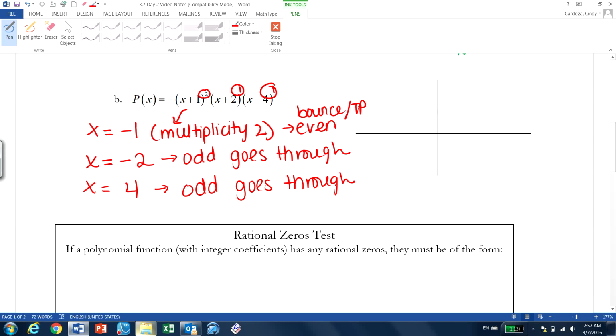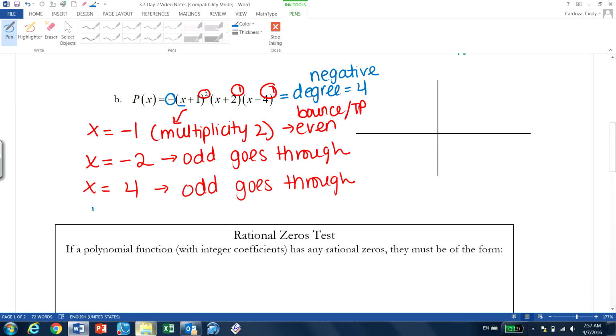Okay? Now, this polynomial has 1, 2, 3, 4 x's. So my degree is 4, and it's negative because of that negative on the outside. So I like to write everything out because then I am able to graph.